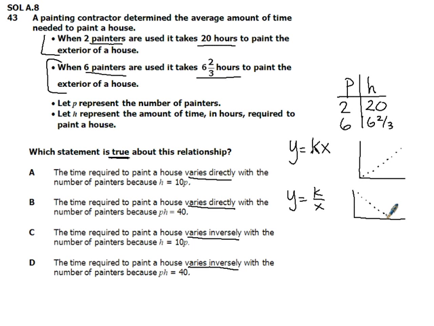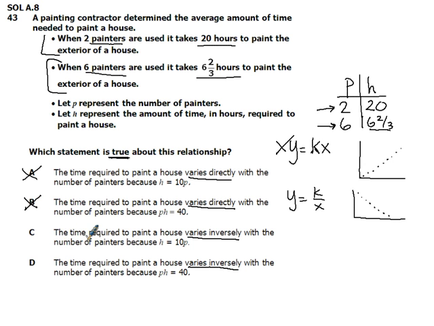Well, we have 2 painters taking 20 hours. We're going to increase our number of painters, and the time goes down. So this is not a direct variation. So let's get rid of A and B. So we know it's inversely. So now we just need to read the rest of the choice.